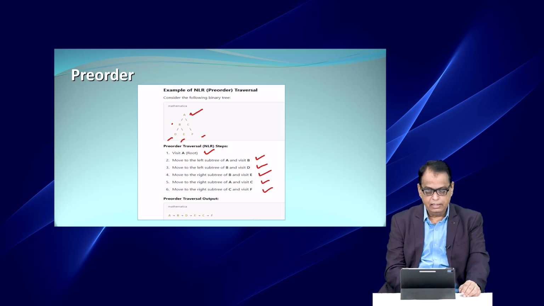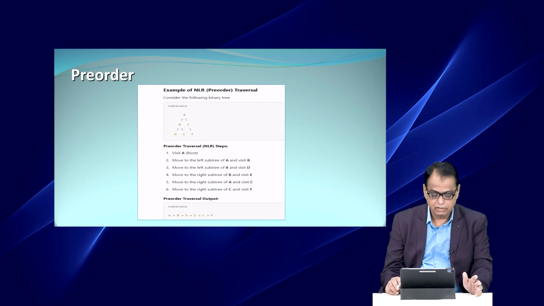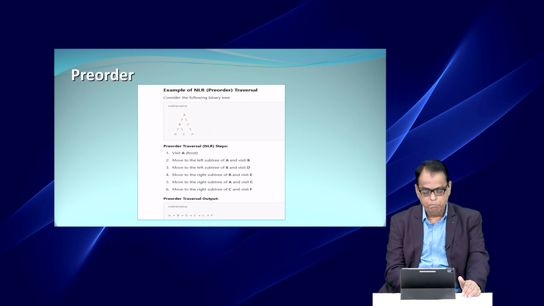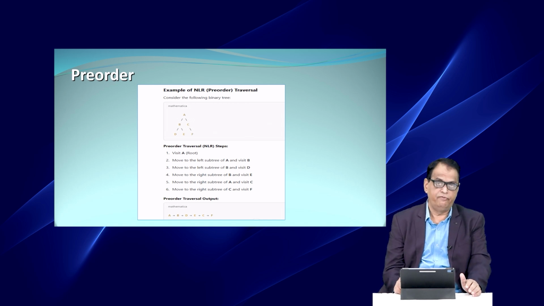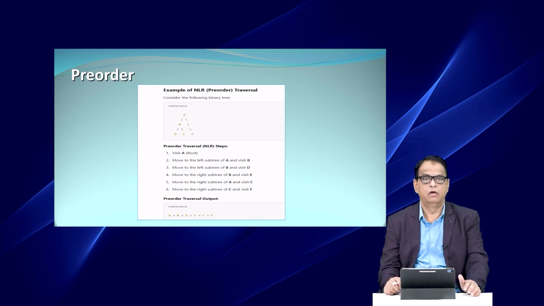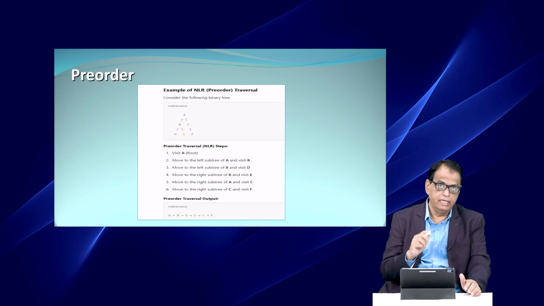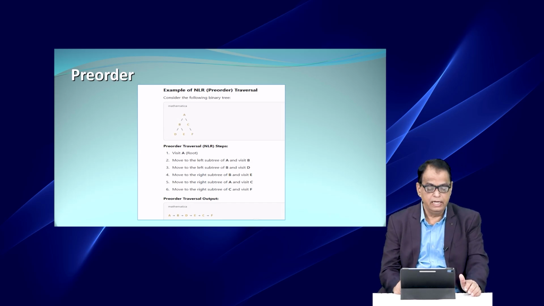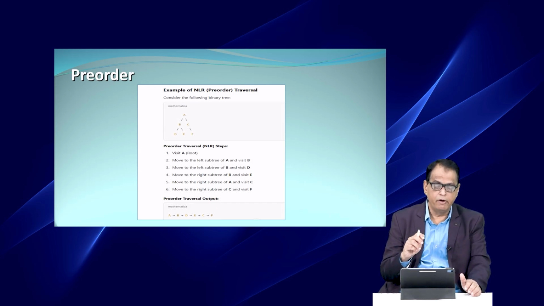So, you will find that our sequence of access will be like this: A, then B, then D, then E, then C and then F. So, this is the way you can make an access to the elements of the tree, and this order of visiting or accessing the elements of the tree is being called as a pre-order accessing.